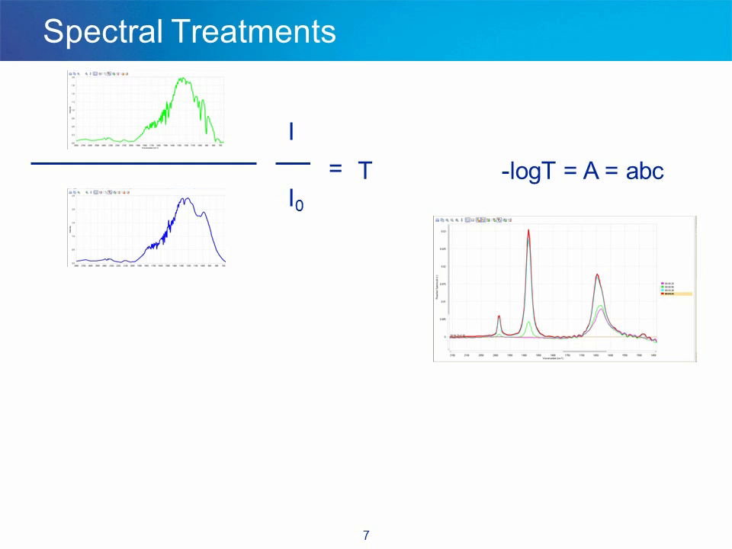Next, reaction spectra are collected. The background is used to divide all of the reaction spectra, yielding transmittant spectra. The transmittant spectra are in turn converted to absorbance spectra. Absorbance is proportional to concentration.